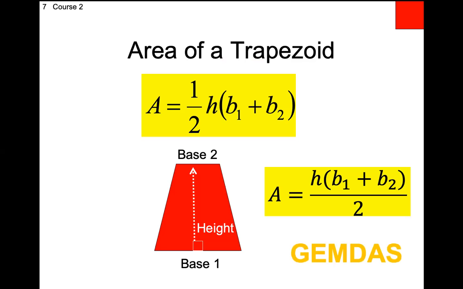All right. So notice we got a lot of things. We got division, we got multiplication, we got parentheses, and we got adding. Which one are we going to do first? We're going to do what's inside the parentheses. That's adding. Second, we're going to do the multiplication. Last, we'll do the division. With your calculator, you can type it in exactly the way it appears: H times open parentheses, base 1 plus base 2, close parentheses, divided by 2. That's the power of your calculator.